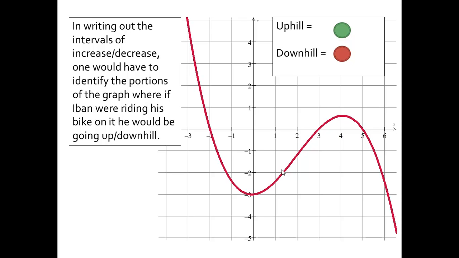Alright, so in writing the intervals of increase and decrease, we have to identify the portions of the graph where Ibn would be riding his bike if it would be going uphill or downhill. So uphill, the dot's going to be green, and downhill, the dot is going to be red. Green obviously meaning go, because he's doing well, and downhill being red meaning slow down, stop. This is terrible driving advice, but I think it works for this graph.